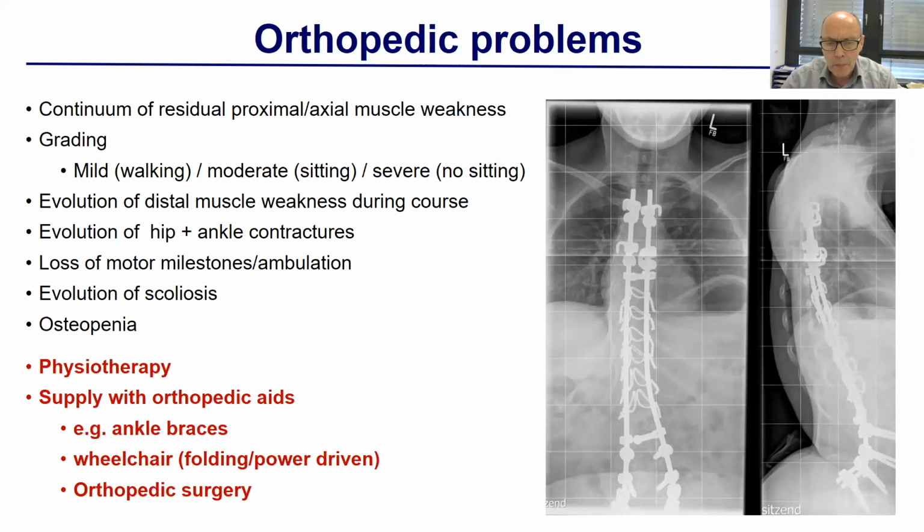What our patients need is physiotherapy, also by someone experienced in neuromuscular disorders. We have to take care that they are well supplied with orthopedic aids, ankle braces, and wheelchairs. And sometimes, as shown in these images, you need an orthopedic surgeon for stabilization of the spine.